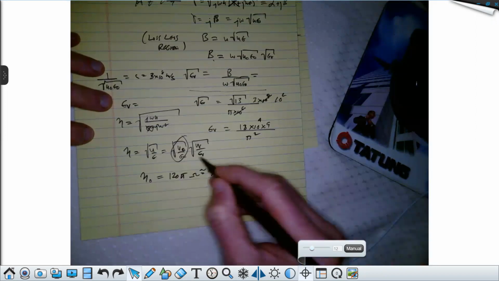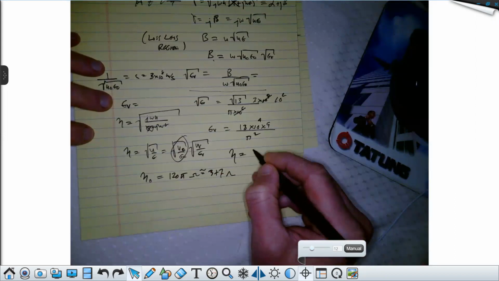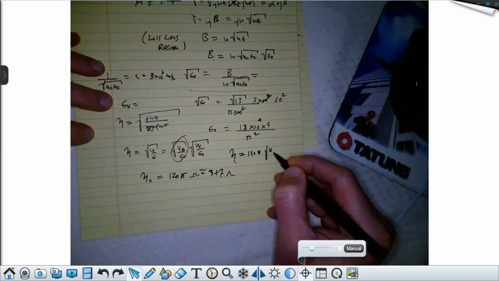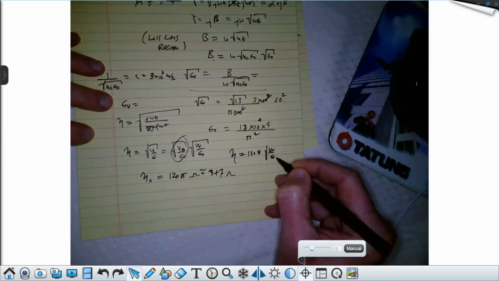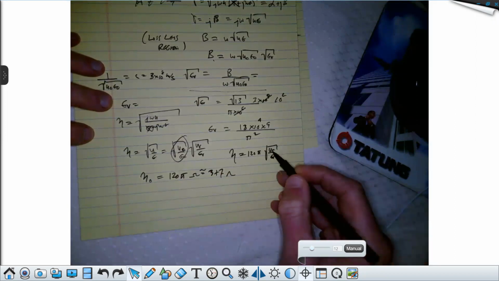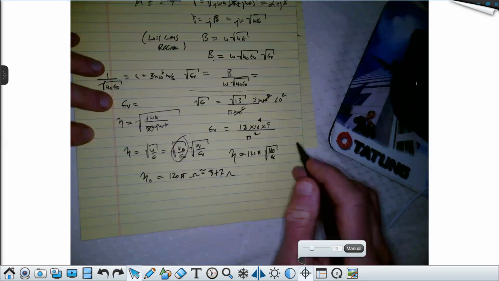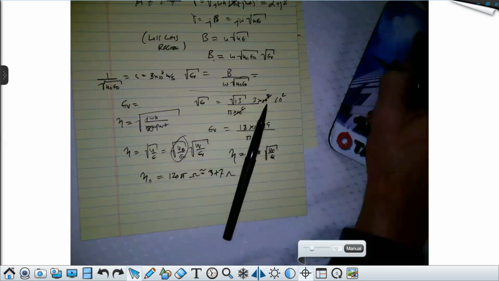So this equation, eta for a lossless region, is equal to 120 pi ohms times the square root of mu relative over epsilon relative. In our case, mu relative is 1, but epsilon relative is huge. It's equal to 118,500. Matter of fact, let me go ahead and just take the square root of that so I'll get the square root of epsilon relative itself here.